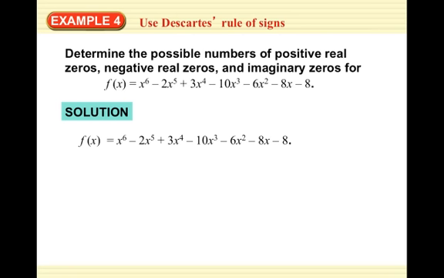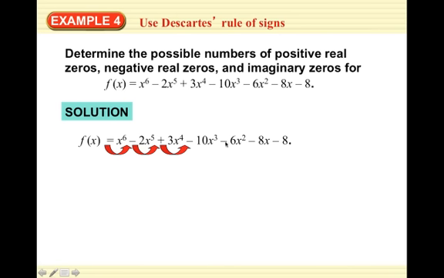So the first thing we do is look at f(x) and count the number of sign changes, and that'll get us going as far as positive real zeros. Now, the coefficient of x^6 is understood to be 1. So we go from positive 1 to negative 2, and that represents a sign change. Then we go from negative 2 to positive 3, another sign change. Positive 3 to negative 10, another sign change.